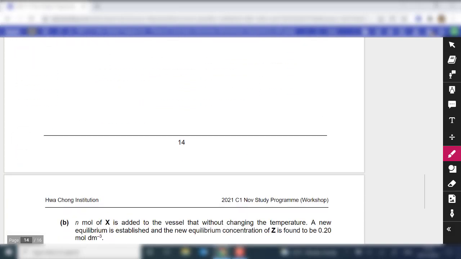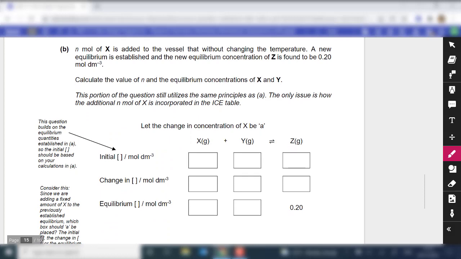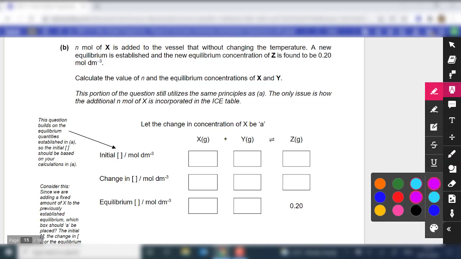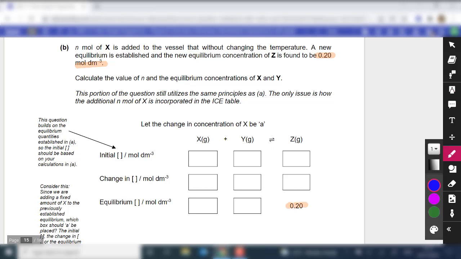Okay, next let us move on to part B of this particular question. Or it's a new question. So I have n moles of X is added to the vessel without changing the temperature. So a new equilibrium is established, and the new equilibrium concentration of Z was found to be 0.20 moles per dm cube. So let me just highlight this. It's 0.20 moles per dm cube, so that's for Z. And then calculate the value of N and the equilibrium concentration of X and Y.